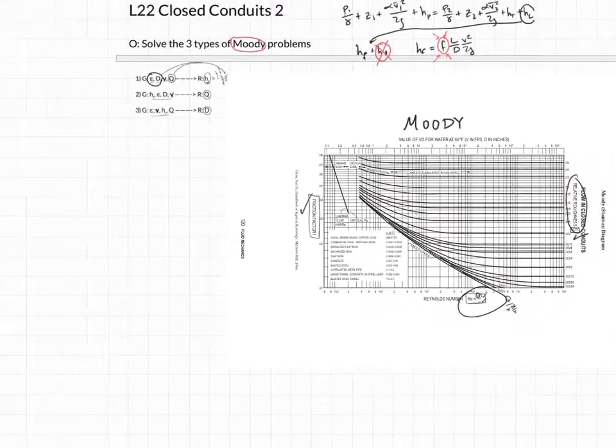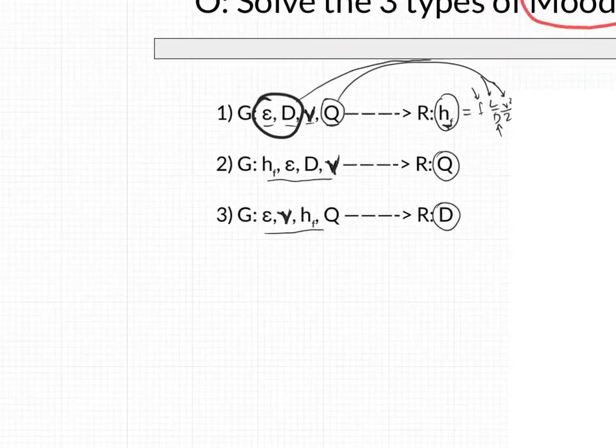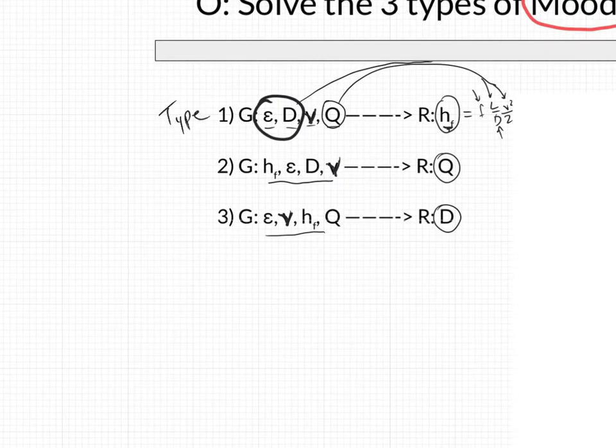So these type 1 problems are the easiest. You're going to want this one. Now, as a guarantee on your final exam, you will have a type 2 or a type 3. That's a guarantee.